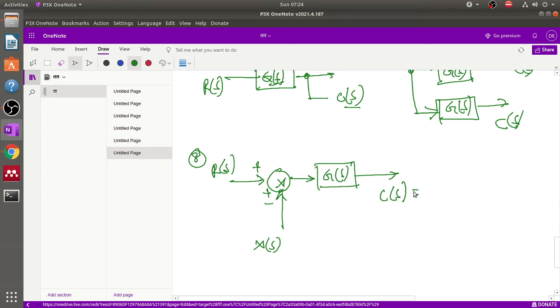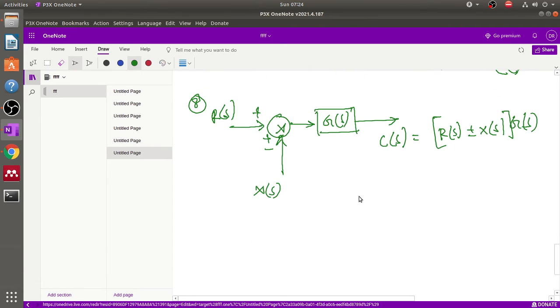So what is the output? The output is basically RS into GS plus, first of all, the two signals in the form of this mathematical expression, which is multiplied by GS. This is a very easy expression. So now what is our objective? Our objective is shifting of a summing point from a position before a block to a position after a block. So after this block we shift this summing point.